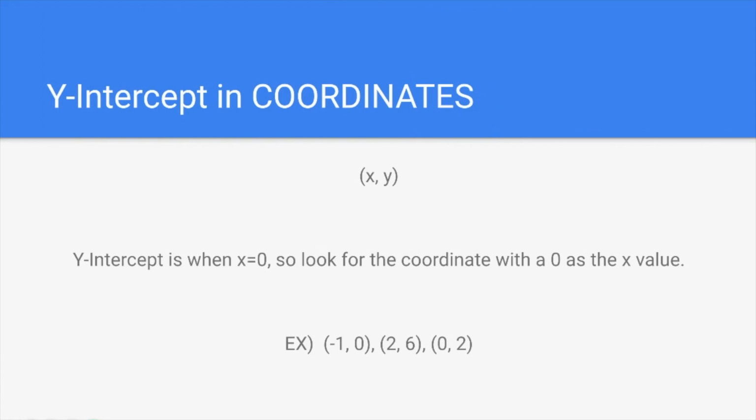For coordinates, again, it's when my x value equals 0. So if I look at my set of coordinates as my example, the 0 happens when y is 2. Therefore, my y-intercept happens at 0, 2.